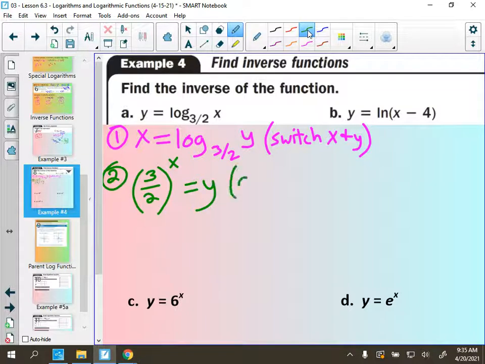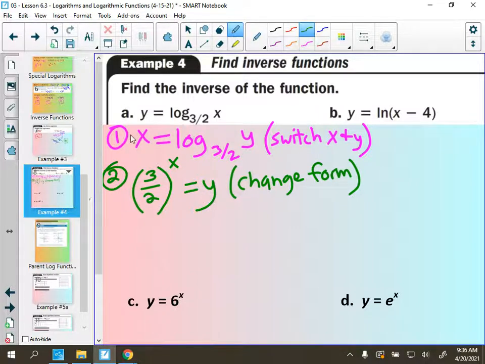So what did we do? You're always going to do this. These are like automatics: change form. So we went from log to exponential form. And then there's kind of a third, if necessary, step: get your y by itself. We'll maybe save that note for when it comes up, because we don't have it here, right?